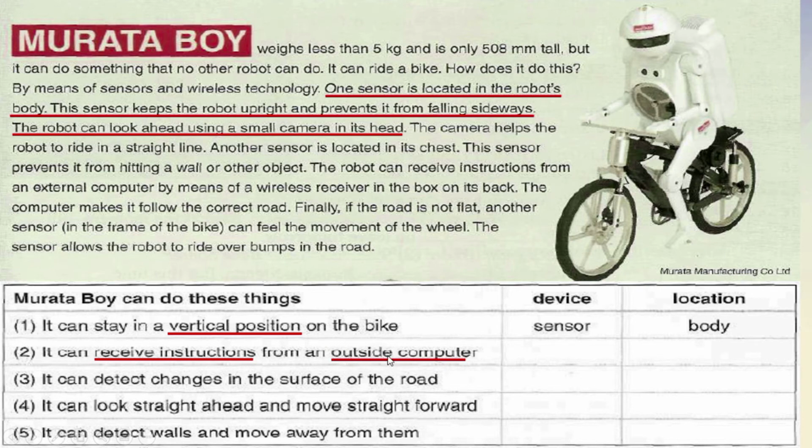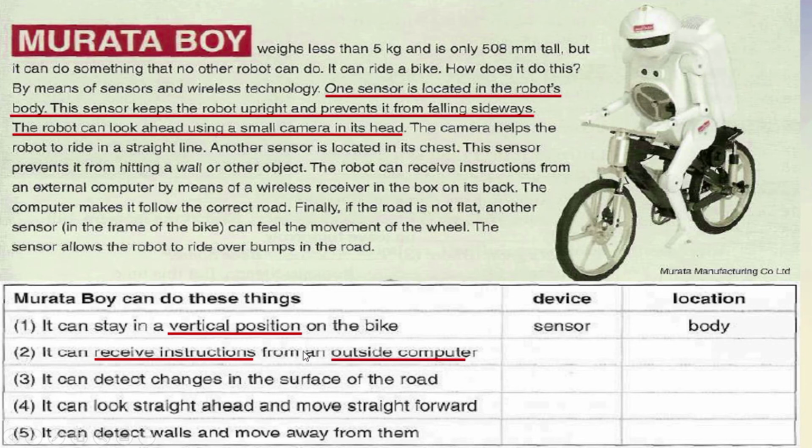Yes, we do. External. Very good. So let's go to the next step. Search the text. We've already searched up till this place, so let's continue from here. Bingo. The robot can receive instructions. The same words. Great. From an external computer.